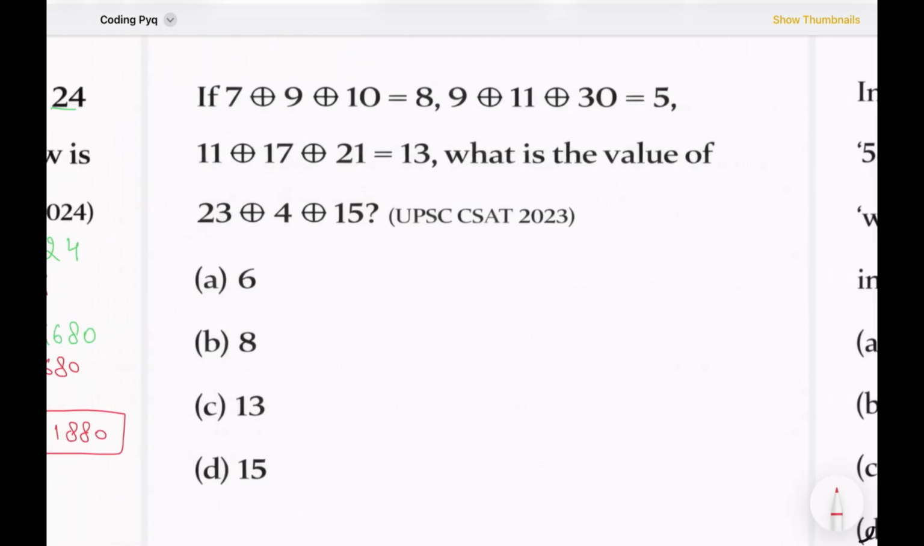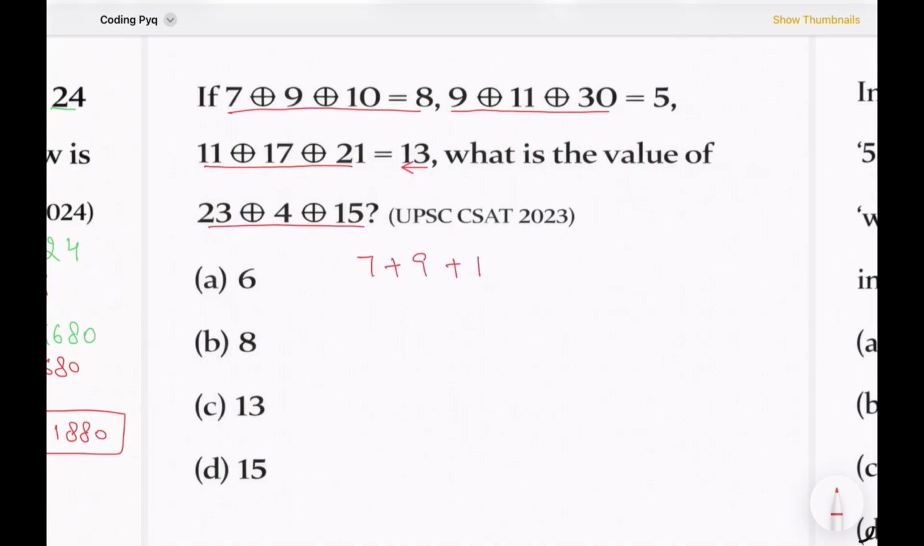Next question, from the 2023 examination: if 7 plus 9 plus 10 is equal to 8, 9 plus 11 plus 30 is 5, and 11 plus 17 plus 21 is 13, what is the value for 23 plus 4 plus 15?